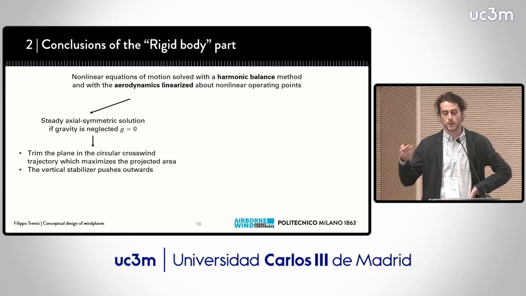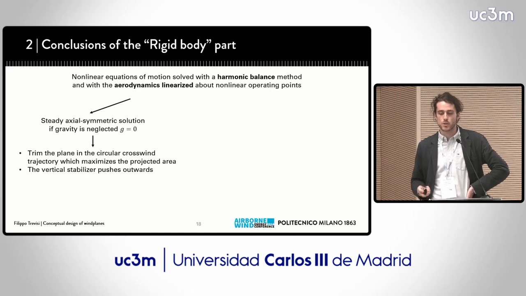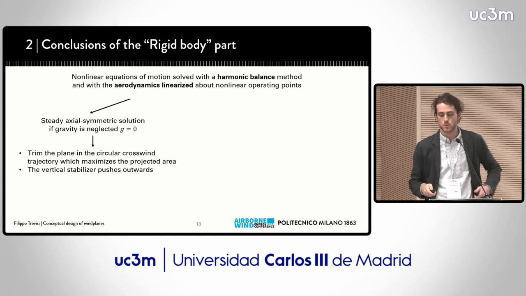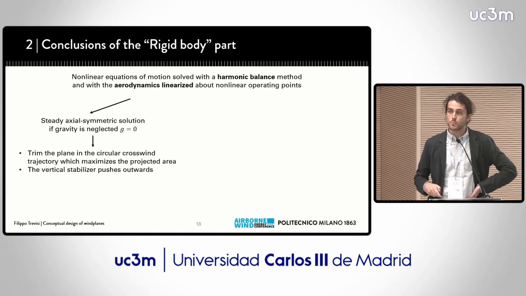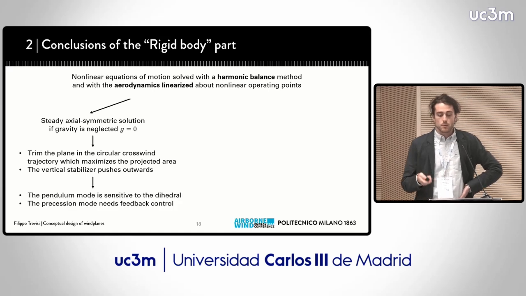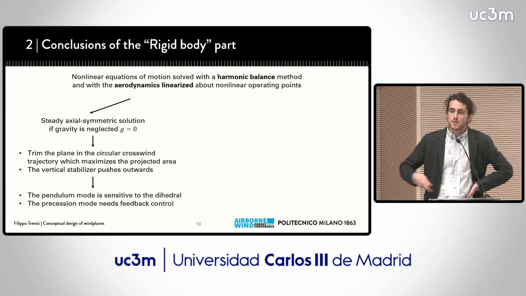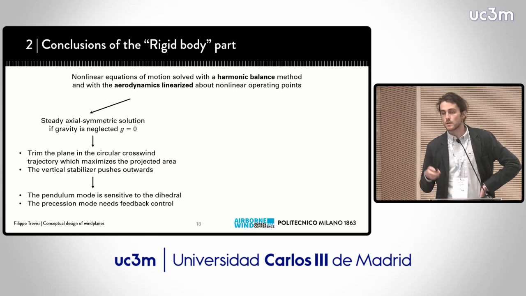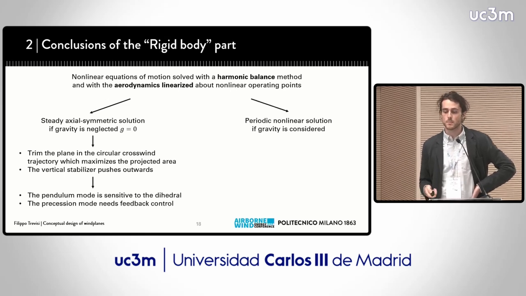And we find that the plane should be trimmed in the circular crosswind trajectory, which maximizes the projected area. We want to capture as much wind as possible. And the vertical stabilizer pushes outwards. And then we find that the pendulum mode is sensitive to the dihedral, and the precession needs feedback control to increase the stability. And then if we include gravity, we have periodic solutions.